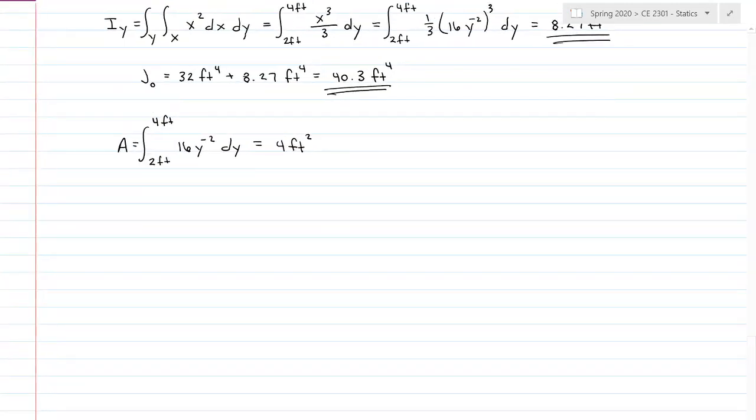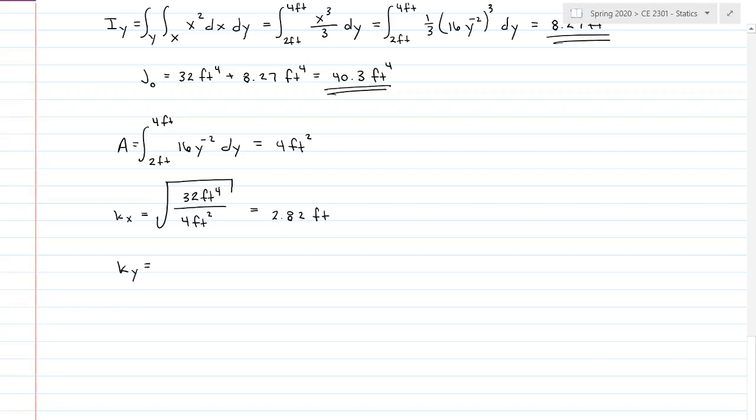Therefore, kx is equal to the square root of 32 feet to the 4th divided by 4 feet squared. So you see we get feet squared and then we find the square root of feet squared. That gives us 2.82 feet.